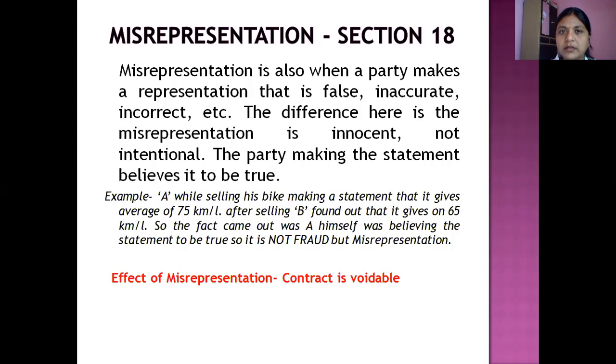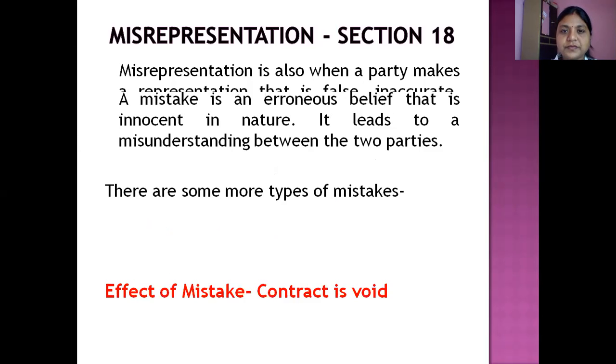So when the investigation went on, they found out that he himself was unaware of the bike's average, and he also believed that his bike gives 75 kilometers per liter. So it is not a case of fraud, but it is a misrepresentation. And yes, it again makes the contract voidable.